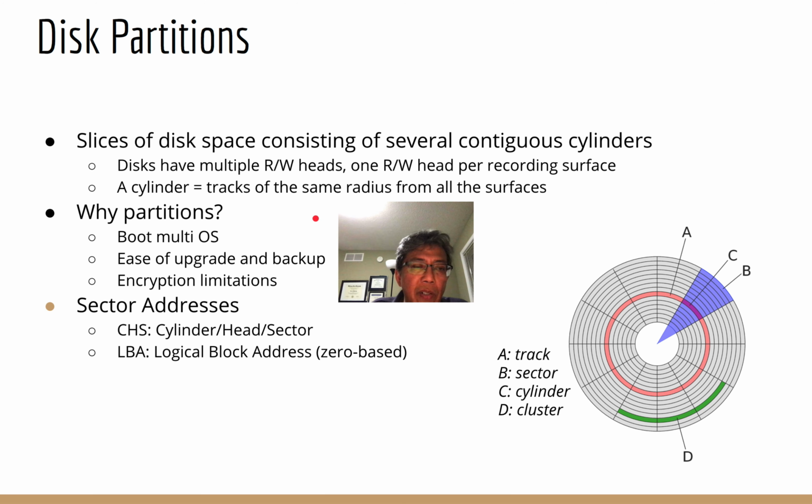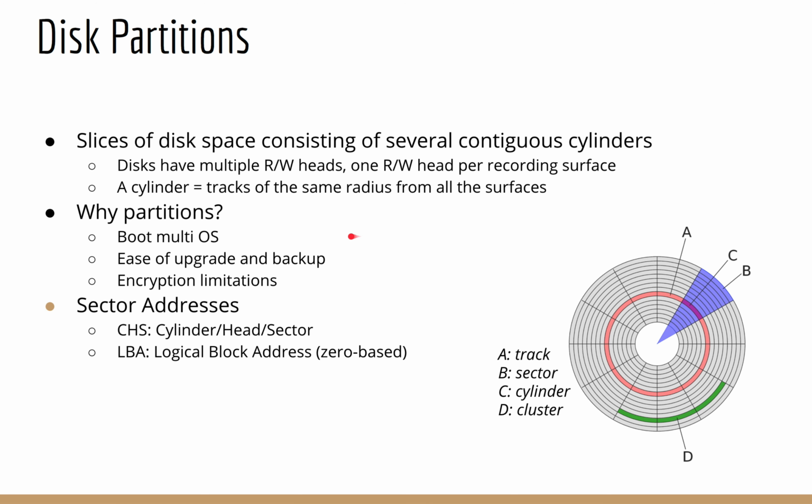So why do we create multiple partitions in a single hard drive? Well, the most common reason is for us to install multiple operating systems on the same hard drive. So probably you want to install both Windows and Linux at the same time. And also by dividing your hard drive into partitions, you can create backups of different partitions at different times. So instead of making a backup of the entire disk, you can just create a backup of a particular partition.